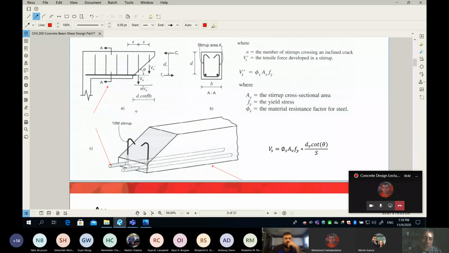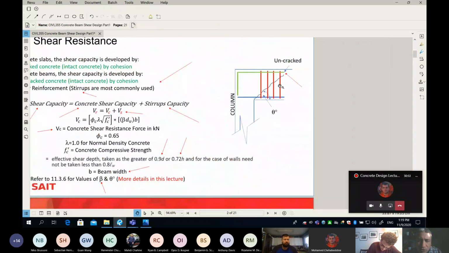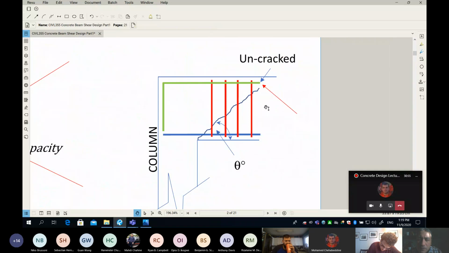No, no. The stirrup is here. The stirrup is oriented vertically, and you can see the stirrup. Let me show you how the stirrup works. Suppose I start from here. Let me ask you, can this beam fail into two parts without snapping the stirrup?